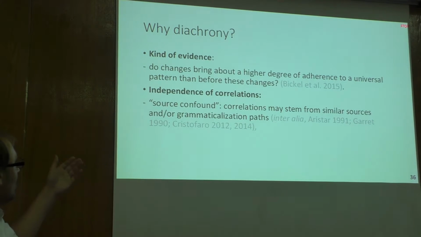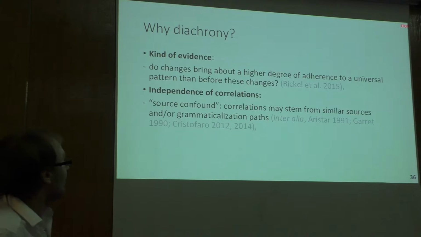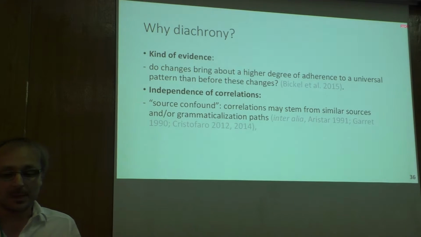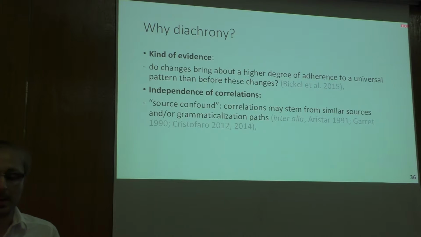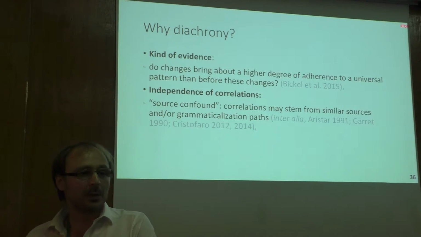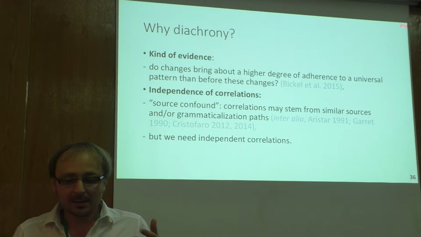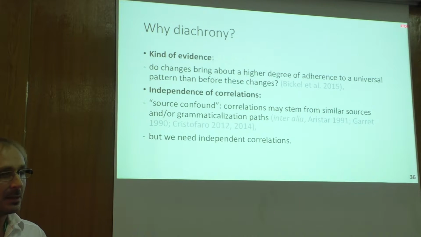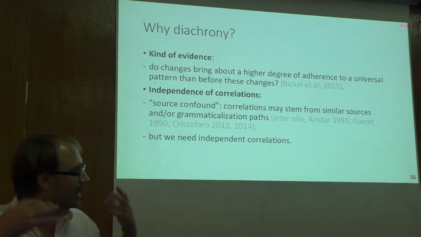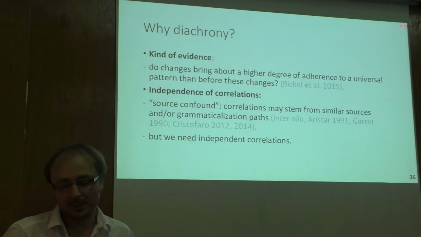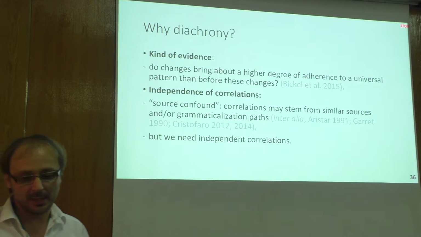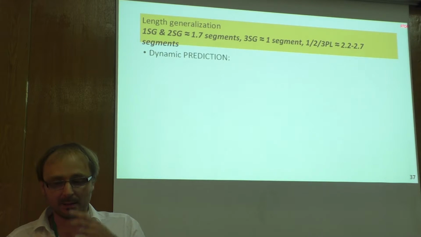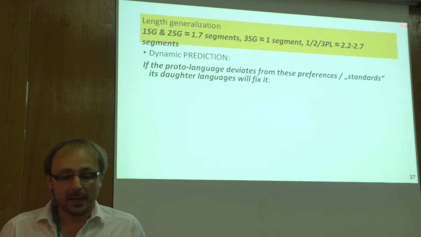One of the things, for example, that may skew or confound the synchronic distributions is what I call here source confound. Sometimes correlations may stem from similar sources or undergo similar grammaticalization paths, and so we get particular skewing in our database, but this skewing is not the same as a universalist skewing, where there are really universal pressures going on. They are more accidental, and we should exclude them. So that's why the diachronic evidence.